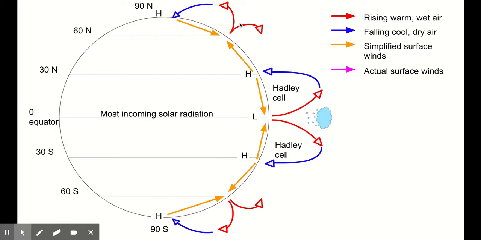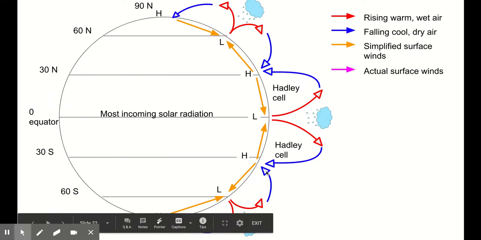That rising air has water vapor in it. As it rises, the water vapor cools, condenses, and precipitates down as rain. We've got a lot of rain at 60 North and 60 South. And as our air continues to rise, it continues to cool until it eventually falls back down as cool, dry air. It can fall back down in this direction, or we know what'll happen next. It'll fall back down here as well.